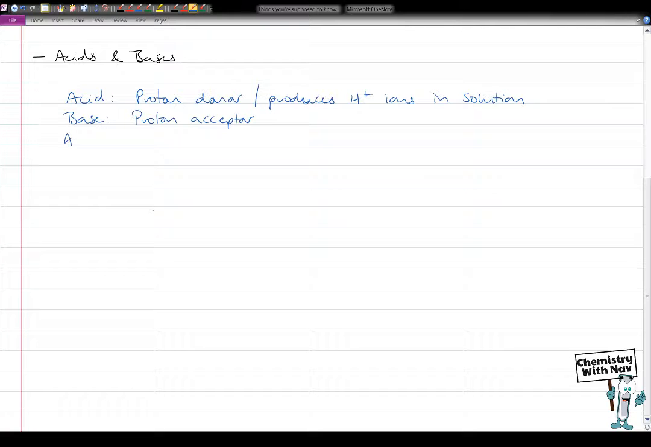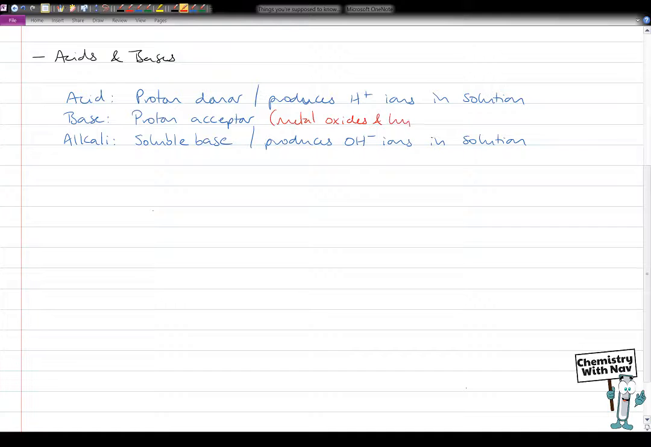Then we have an alkali. An alkali is basically a soluble base. So all alkalis are bases, but not all bases are alkalis. It's a soluble base, or it's something that produces OH- ions, hydroxide ions, in aqueous solution. And one little thing that might help you with what a base is: metal oxides and hydroxides are bases.